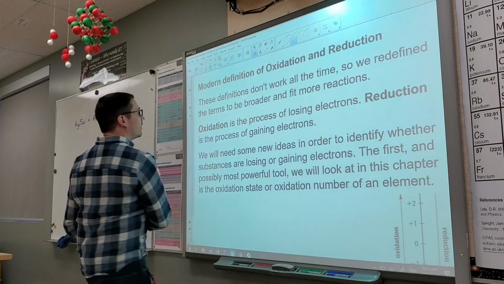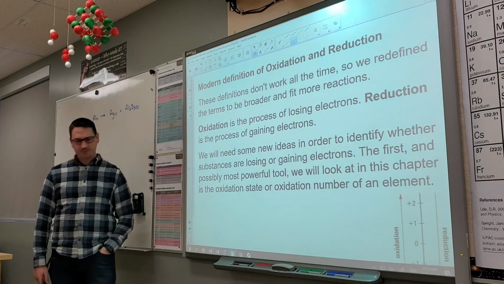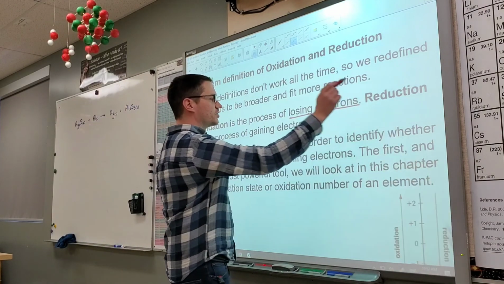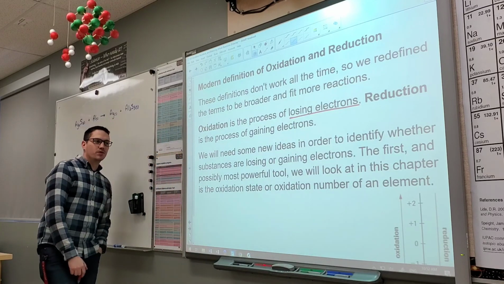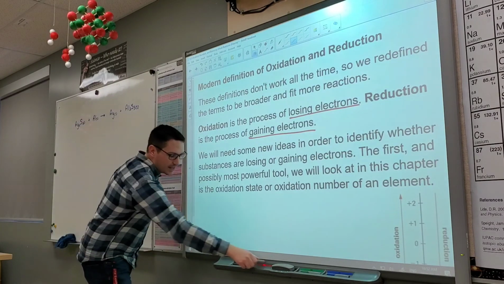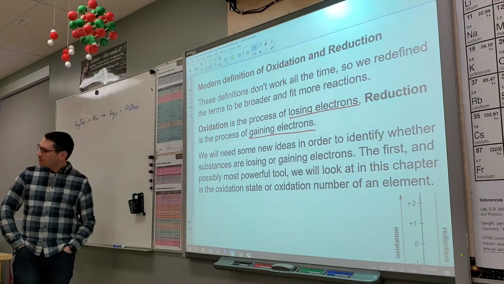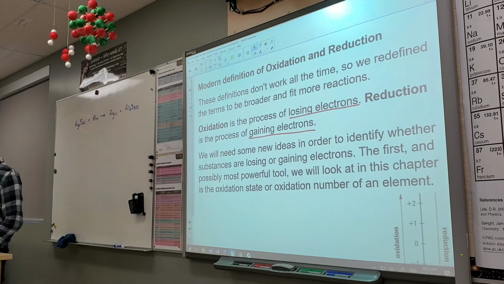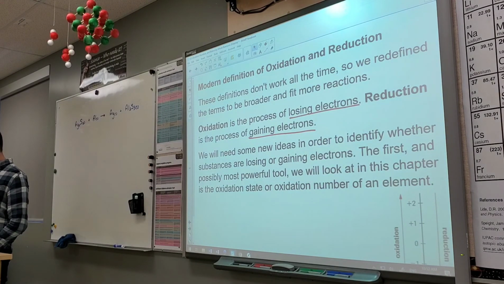Here's our modern definition of oxidation and reduction. Oxidation is the process of losing electrons. Reduction is the process of gaining electrons. Does that kind of seem familiar? Yes. That's very similar to our Bronsted-Lowry definition of acids and bases, isn't it? Isn't that similar to what the Lewis acid definition is too? Well, it's very close. It's extremely close to the Lewis acid definition of acids and bases.